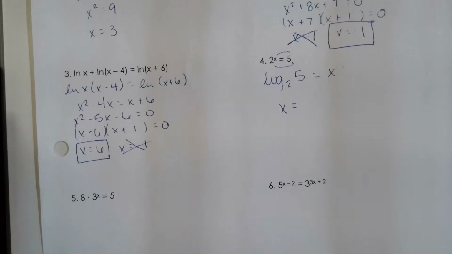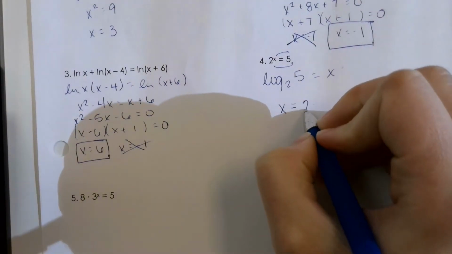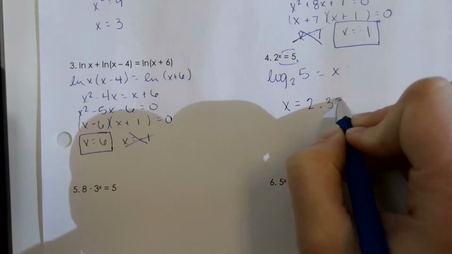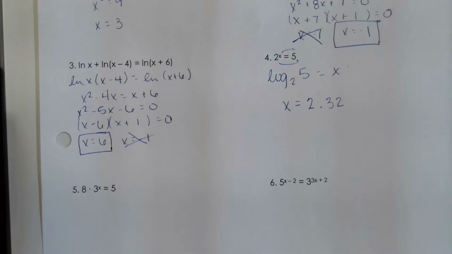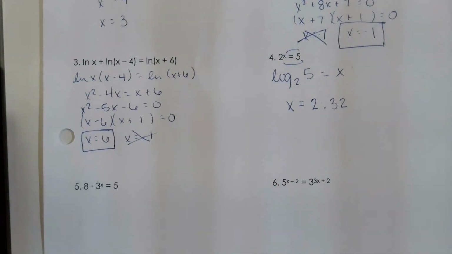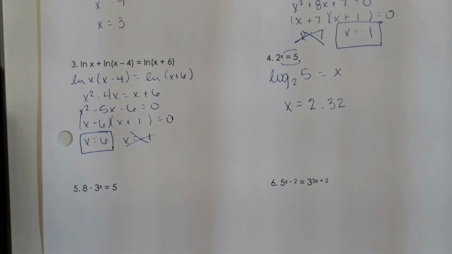So we type in log base 2 of 5. Do you want to go 2 decimal places? That's what I did. So we got 2 point what? 2.32. Is that all right? You're just typing that straight in the calculator. Questions?